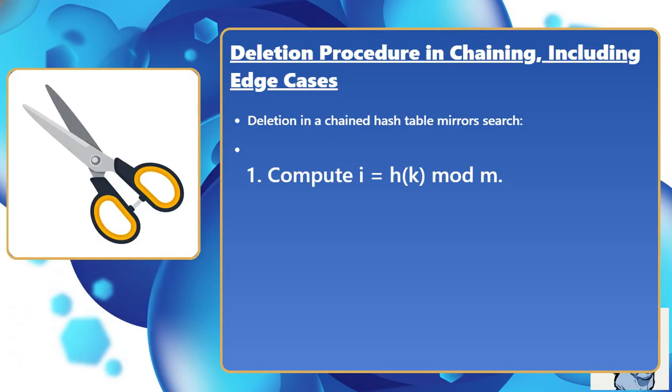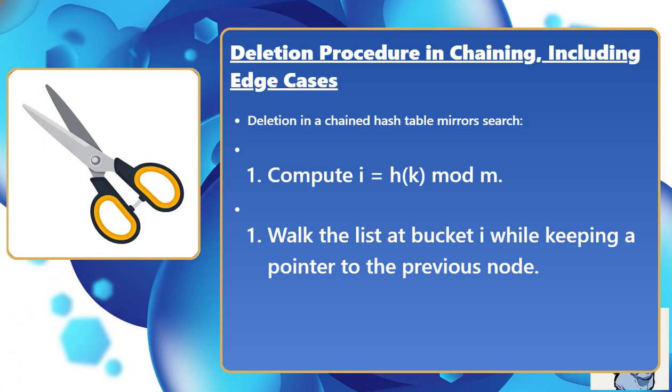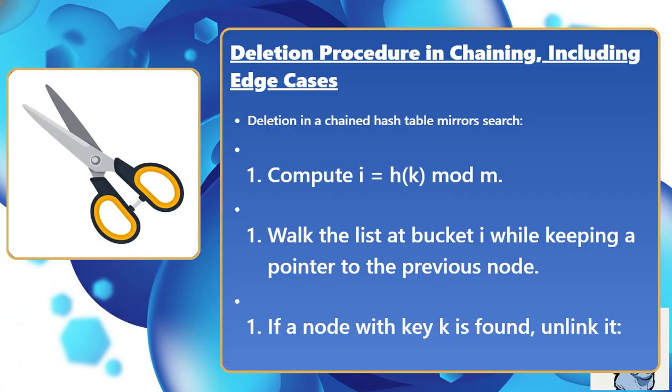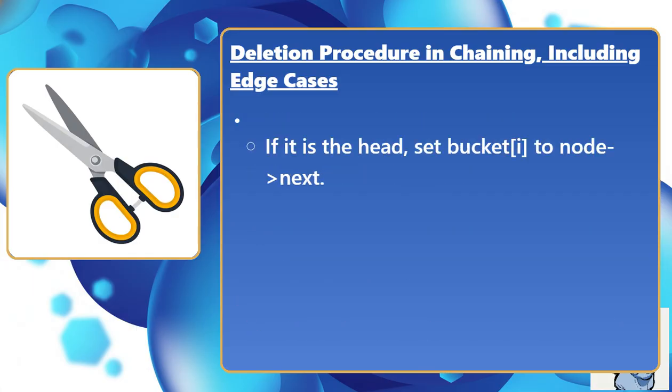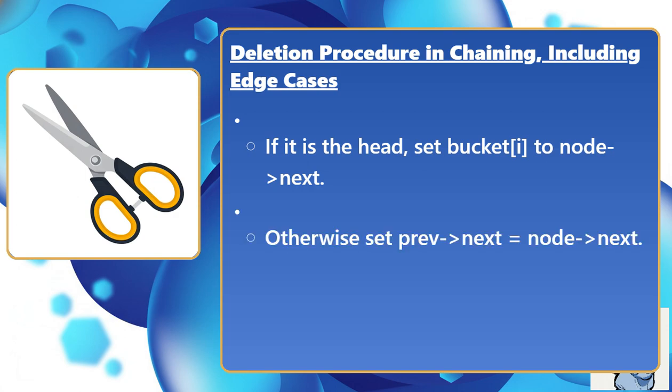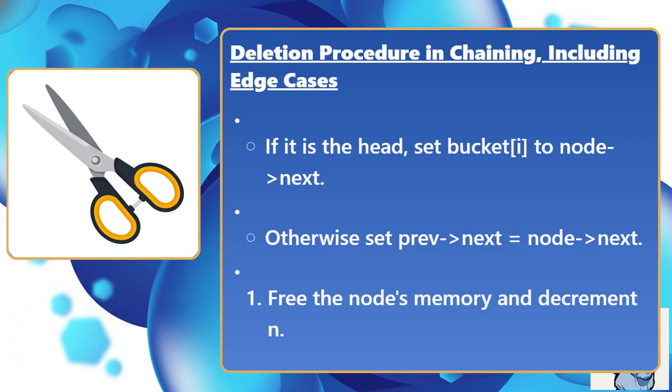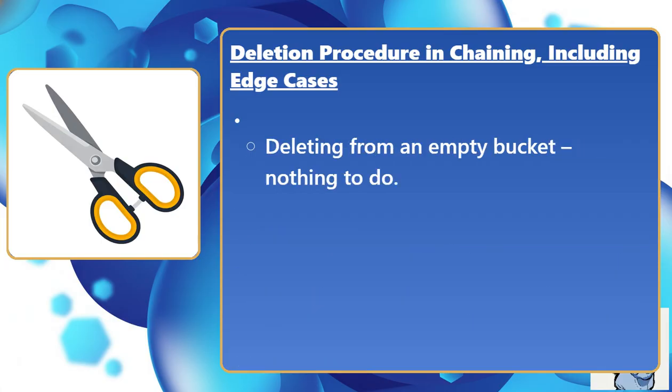Compute i equals h of k modulo m. Walk the list at bucket i while keeping a pointer to the previous node. If a node with key k is found, unlink it. If it is the head, set bucket i to node arrow next. Otherwise, set prev arrow next to node arrow next. Free the node's memory and decrement n. Edge cases to watch: deleting from an empty bucket, nothing to do.